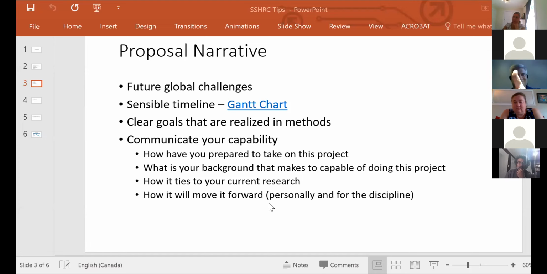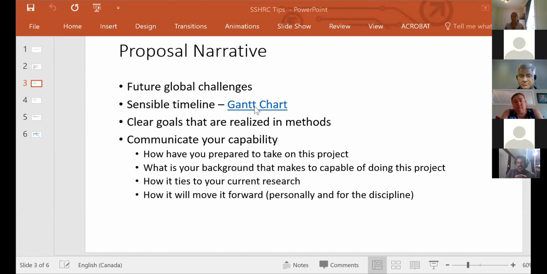I think I left off with talking about having a sensible timeline. Make it sensible, but make it also feasible. Don't be too ambitious for the time that you have to do your project. Too many points of collecting data or whatever else, your reviewers are going to be questioning your feasibility and whether you're going to be able to accomplish all the things that you've said. So make sure the timeline is sensible.